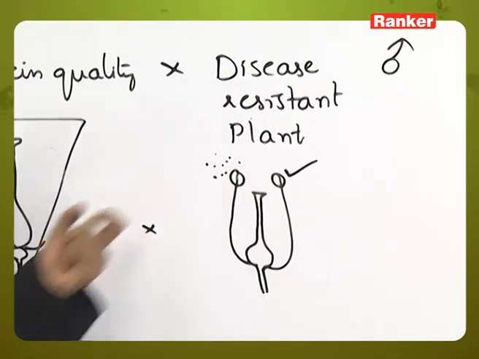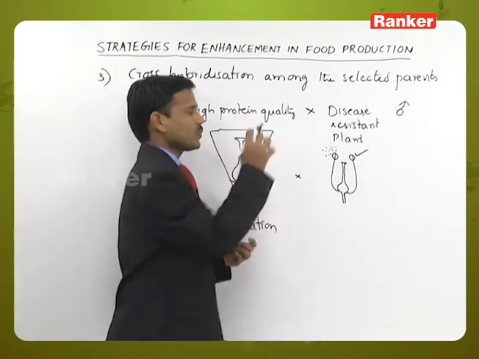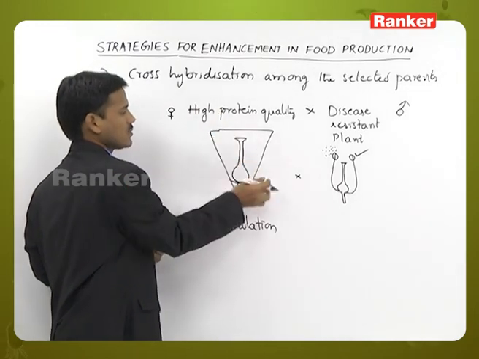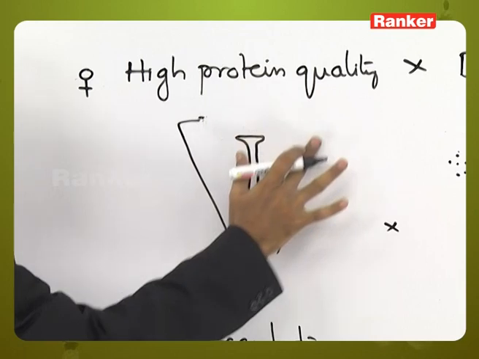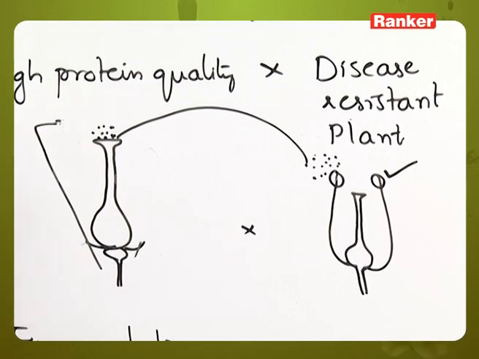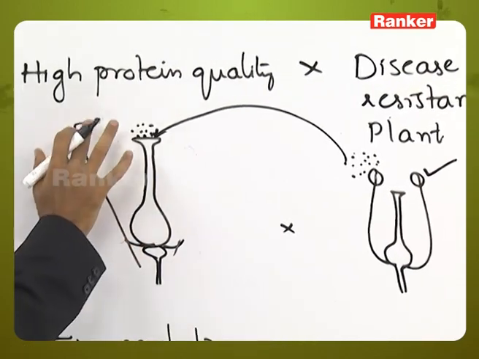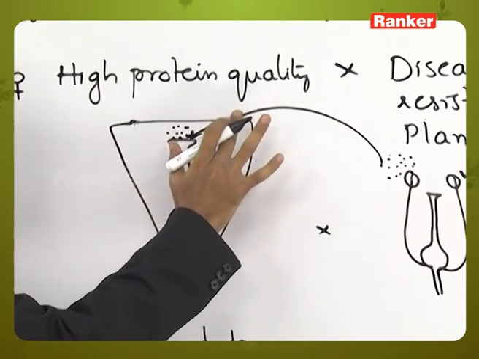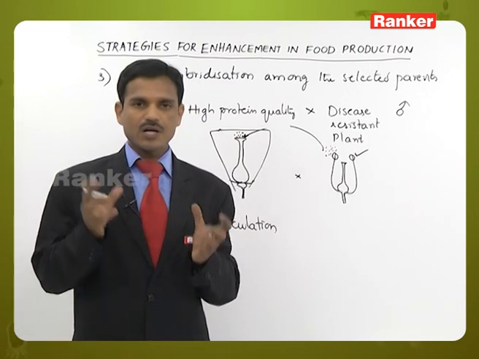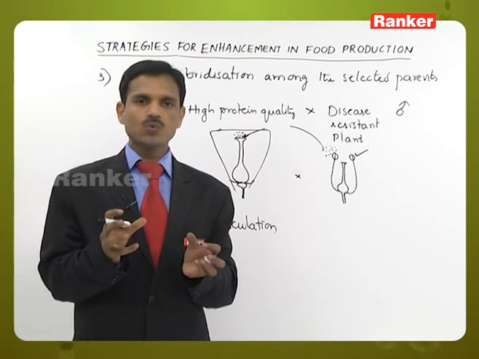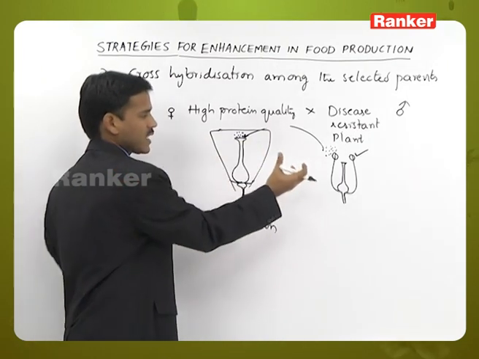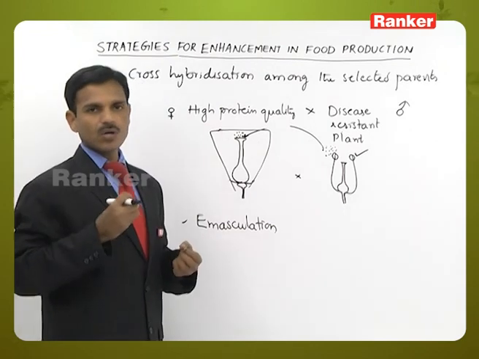After collecting the pollen grains, we remove the bag, and the pollen grains are dusted or transferred onto the stigma. After transferring the pollen grains, the flower is again covered with a bag. Cross pollination thus takes place between the two desirable flowers, since the parents have the desirable qualities.